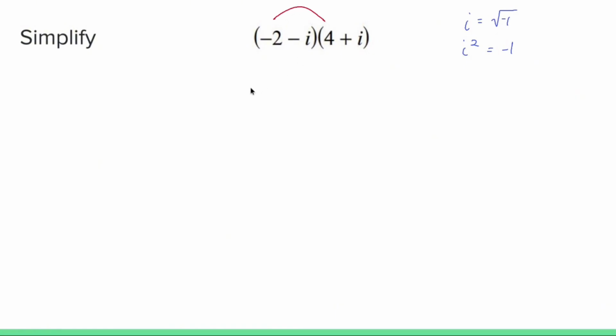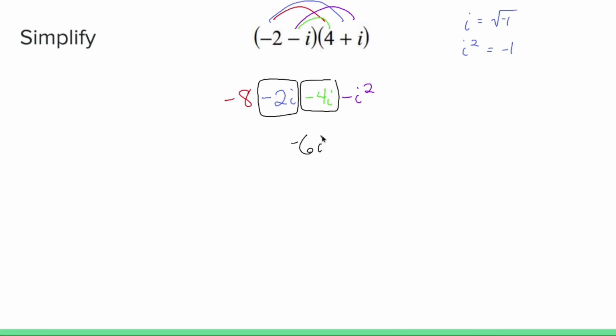Negative 2 times positive 4 is negative 8. Negative 2 times positive i is minus 2i. Negative i times 4 is negative 4i. And then negative i times regular i is going to be negative i squared. So there's two things that we can do right now. Thing number one is we can combine like terms. Okay, so negative 2i minus 4i is negative 6i. At the time being, negative 8 stays there.